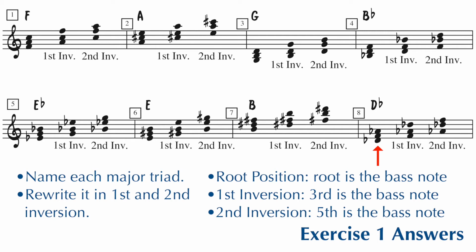To change this first inversion into a second inversion chord, raise the F an octave higher. Now we have an A flat as the lowest note. A flat is the fifth of a D flat chord, so we're in second inversion. You should be looking at A flat, D flat, F.